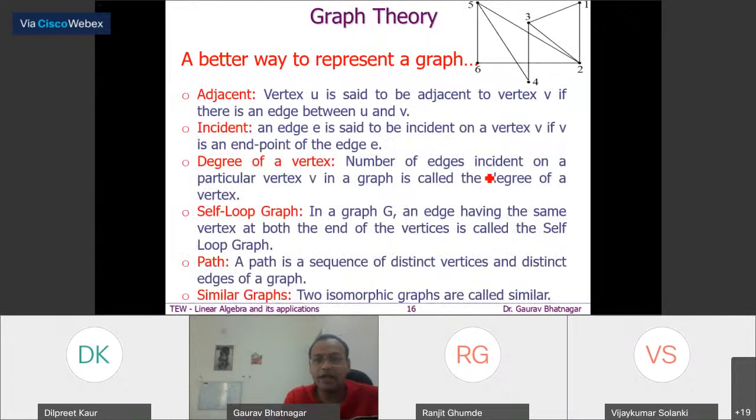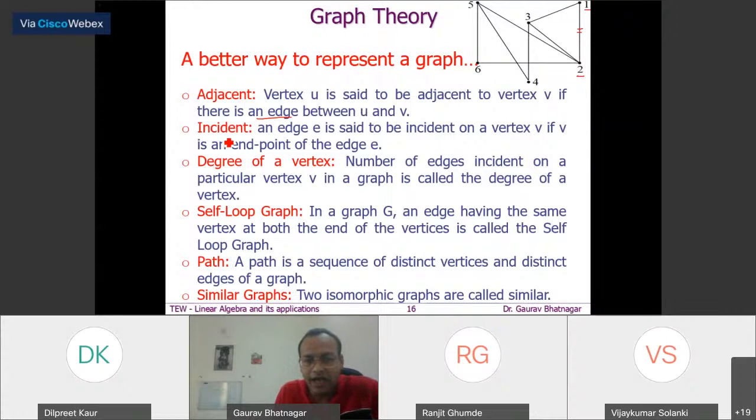Okay. So now there are a few definitions before we get into the application of linear algebra in graph theory. The first definition is adjacent. Two vertices U and V are said to be adjacent to each other if there exists an edge between the vertices U and V. So here I can say that vertex 1 is adjacent to 2 as well as 2 is adjacent to 1 because there exists this particular edge between these two elements. So any two vertices are said to be adjacent whenever there is an edge between them.